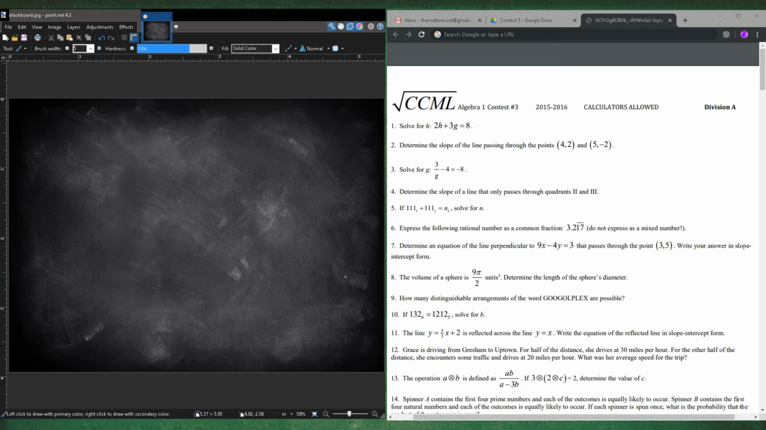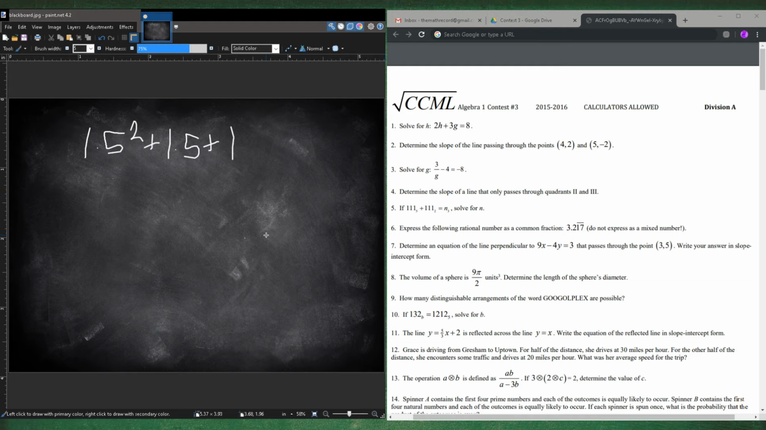Okay? Question 5. If 111 base 5 plus 111 base 2 is equal to n base 3, solve for n. So let's convert this to base 10 first. It would just be 1 times 5 squared plus 1 times 5 plus 1. Basically, the units place is multiplied by 5 to the 0, the tens place by 5 to the 1, the hundreds place by 5 to the 2, and so on.